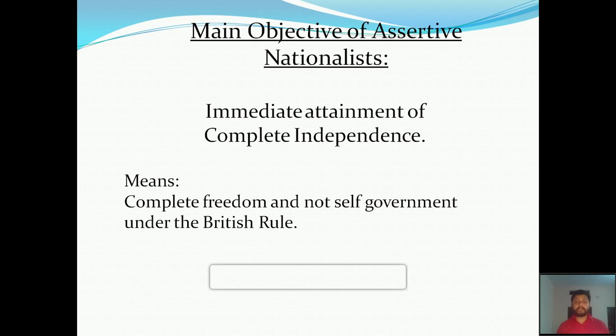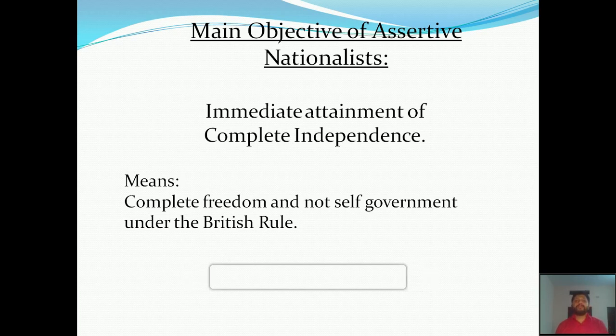But in the case of assertive nationalists, they demanded complete freedom and a government which is not functioning under the British rule. That means if Indians are forming a government, it will be free from all other clutches, all other powers. They will form the government and they will run the government. So it is something different from the demand of the early nationalist leaders. It was the one and only main objective of assertive nationalists.